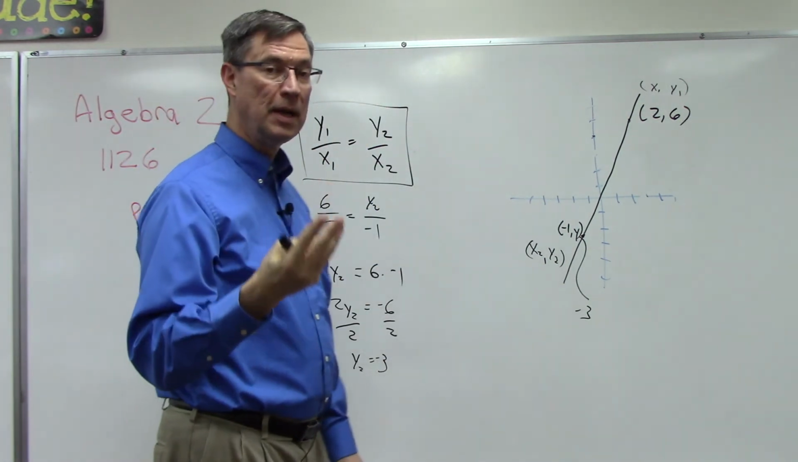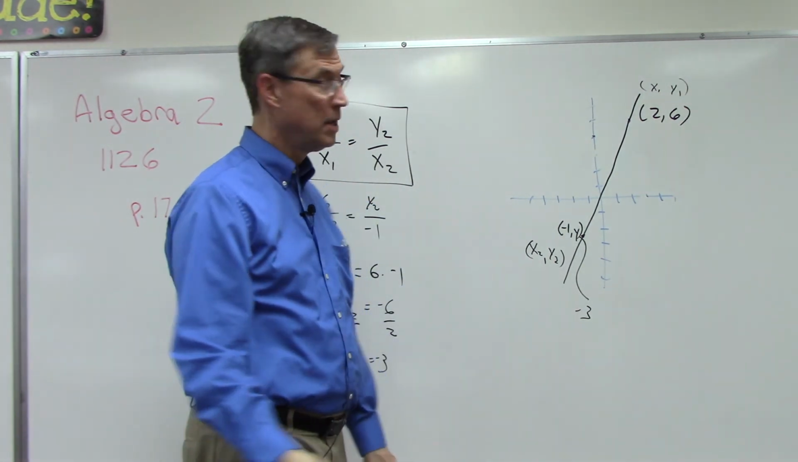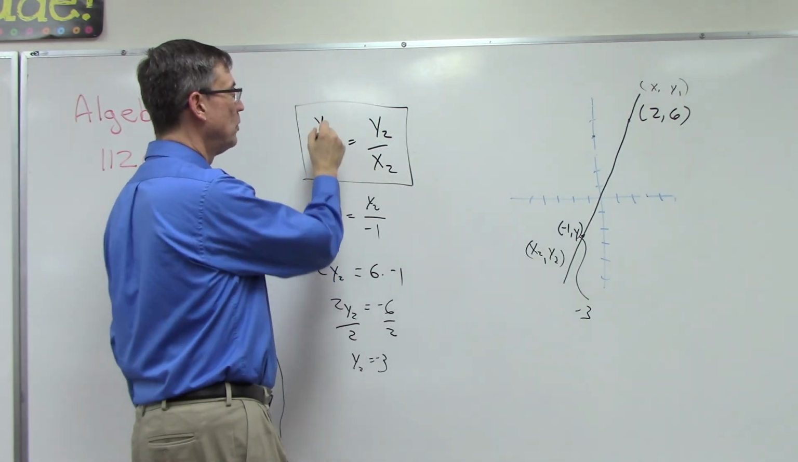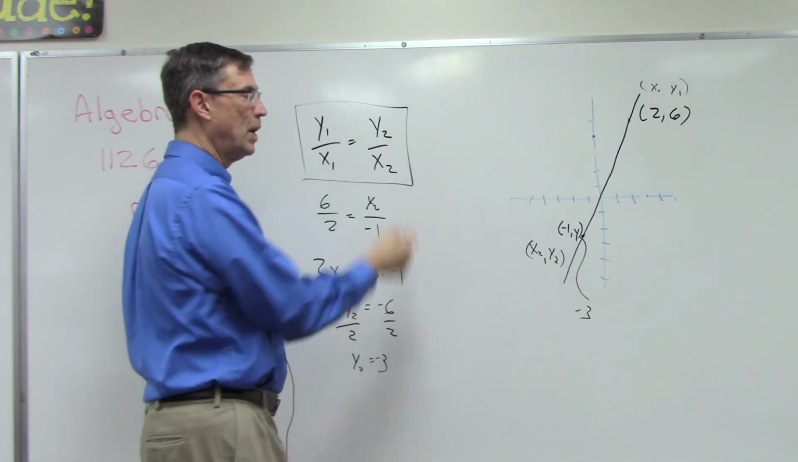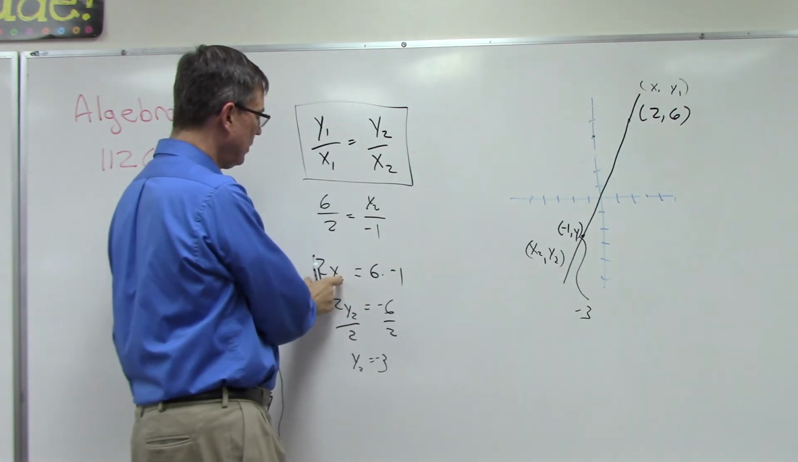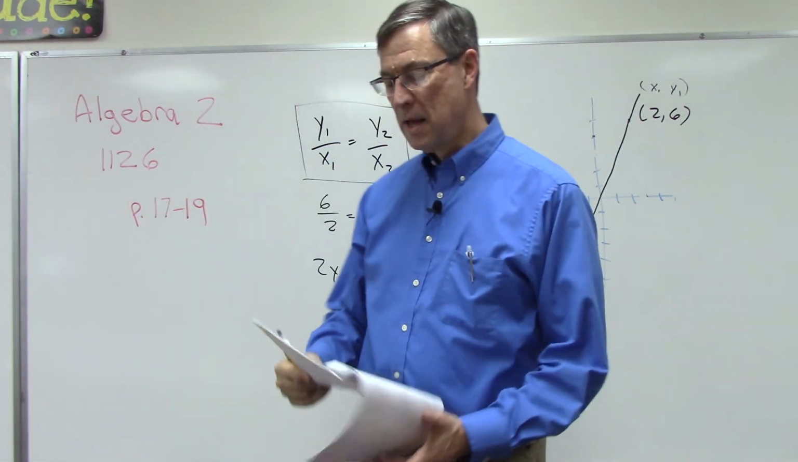Plug in, and it doesn't even matter which point you call the x1, y1 or the x2, y2, okay? That's the beauty of it too. So plug in one of the points for x1, y1, plug in the other one for x2, y2, cross multiply the two sides together, and then just solve for the variable. All right, piece of cake.